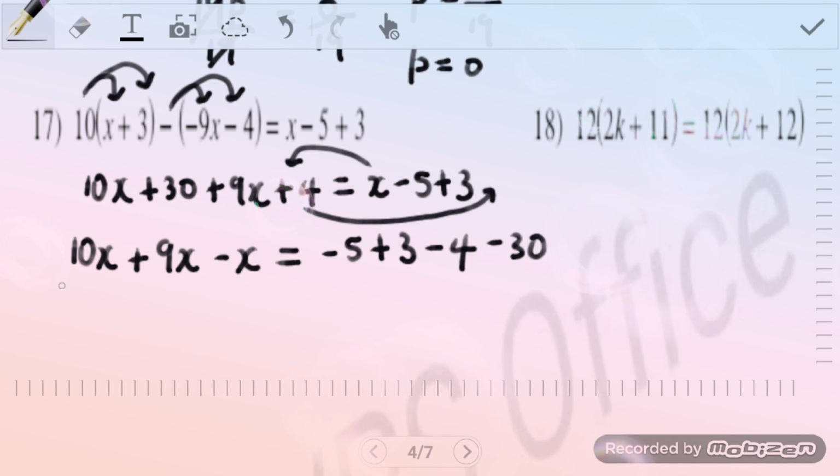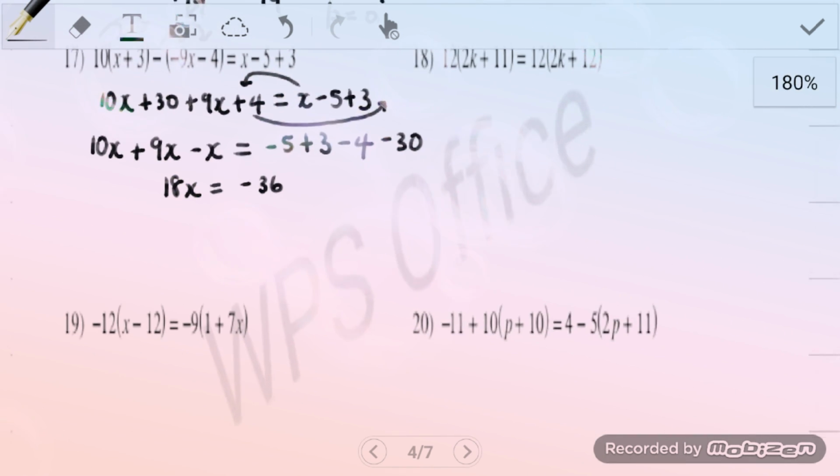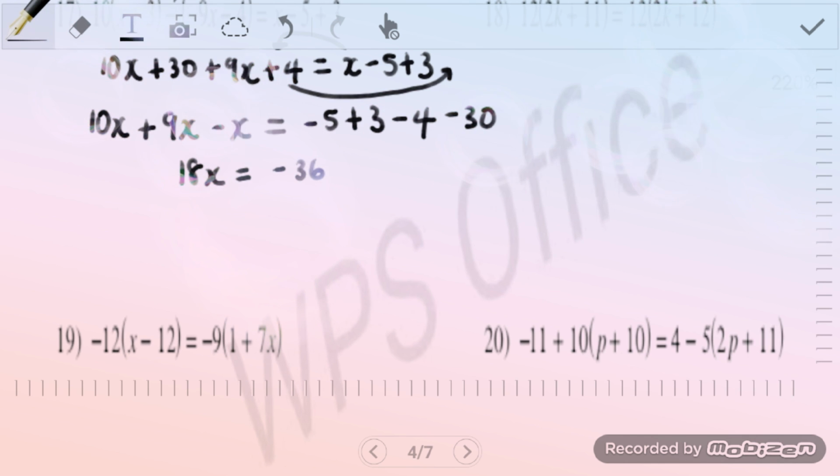So I would have 7 terms here that matches 7 terms in the second line. 10 plus 9 is 19. 19 take away 1x is 18x. And that's going to be equivalent to -5 plus 3, that's -2. -2 at this point, take away 4 is -6. And now -6 minus 30 is -36. Punch that in your calculator, verify your answer, guys.